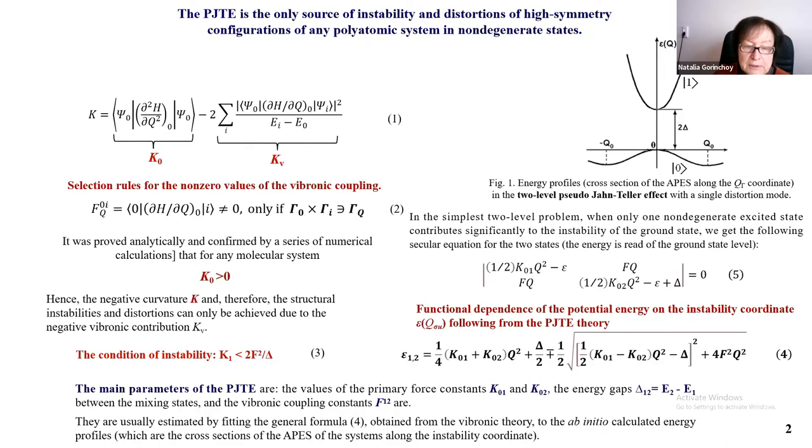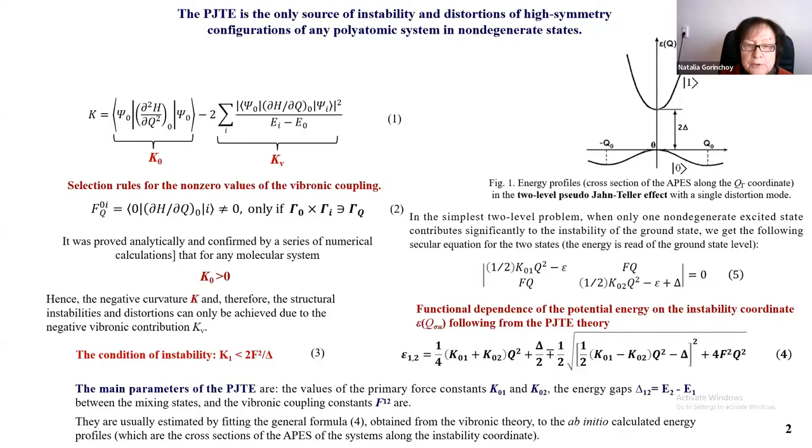In this presentation, we show how the pseudo-Jahn-Teller effect influences the energy barrier for the proton transfer, with several illustrative chemical processes as examples. At the outset, let me briefly recall the main points of the theory of the pseudo-Jahn-Teller effect. In this approach, the problem of stability or instability of molecular nuclear configuration may be reduced to consideration of the curvature K of the adiabatic potential energy surface of the system in the arbitrary direction Q at the point of extremum, for which the first derivatives are zero.